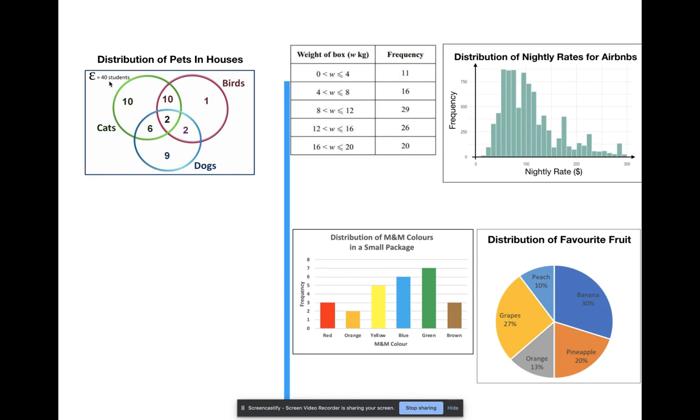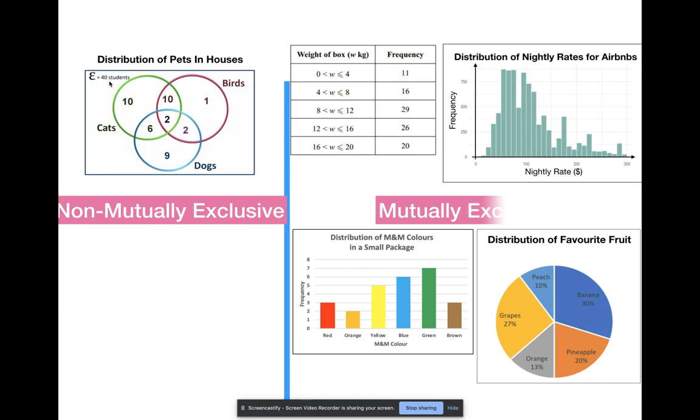All the other things, there's no overlap. I can't have a box that is both a weight of 5 kilograms and a weight of 18 kilograms. That doesn't make any sense. I can't have an M&M that's 2 different colors. I can't pick 2 different fruits as my favorite fruit. So last unit we called those non-mutually exclusive events versus mutually exclusive events. Looking forward in this unit, we are going to look at just mutually exclusive events.